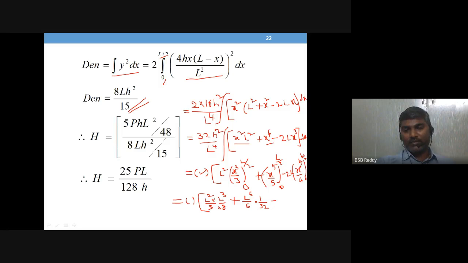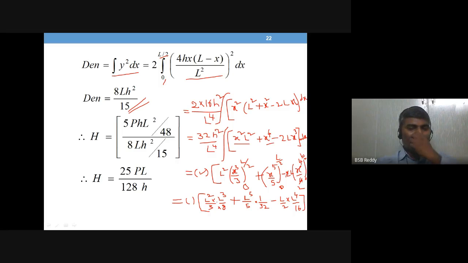Right, minus 2L is already there. Divide by 4. So L by 2 I take. This 2 and this 2 cancel out. So x power 4 you have, so L power 4 divided by 2 power 4, 16. Right, so these are the values inside the braces.